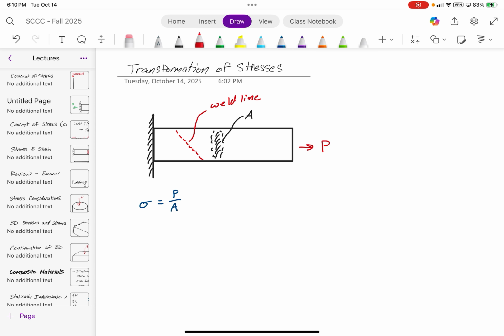Along the weld line. So then what would the stresses along the weld line be? Is it just P over A? It would be along that same angle. Yeah. But here's the thing. How many stresses are going to be present along that line? Is it just one stress, the axial stress? Is it 2 stresses, 3 stresses? What do you guys think? At least 2.